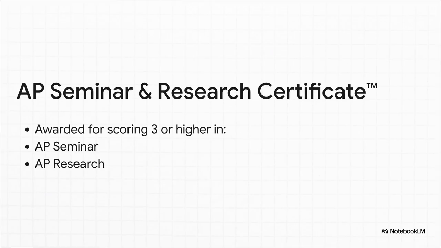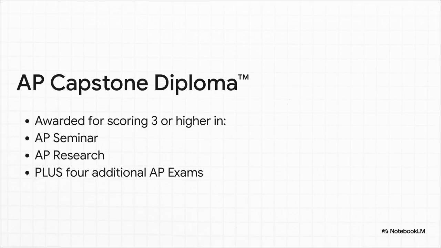First up is the AP Seminar and Research Certificate. This award specifically recognizes that a student has mastered the core research and communication skills that are the heart and soul of these 2 foundational capstone courses. But the big prize is the AP Capstone Diploma. Now for this one, a student has to get a 3 or higher in seminar and research, plus they have to do the same on 4 other AP exams in any subjects they want.